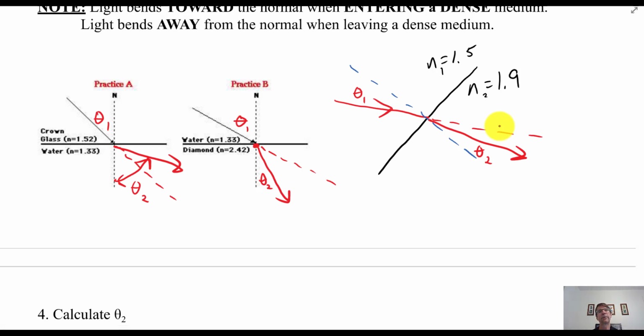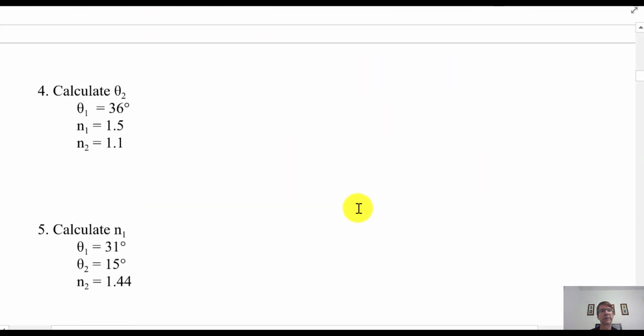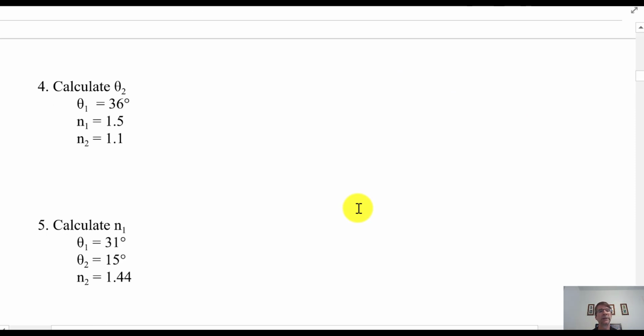We'll practice that a little bit more as well, because we have to get the angle with the right measurement with the normal. All right, so for example here, let's do a couple here. We'll draw these out as well. Just calculate theta 2, and they don't give us a diagram. So if they don't give you a diagram, the easiest diagram to do is just draw something horizontal. It says n1 is 1.5. This is n sub 1, n sub 2 equals 1.1. So this is kind of the opposite of the one we just did. We're going to less dense.